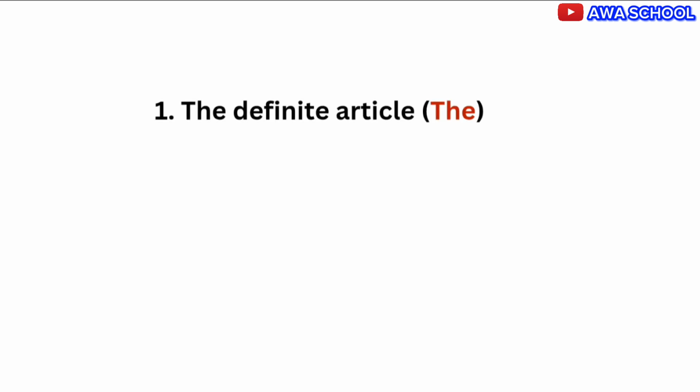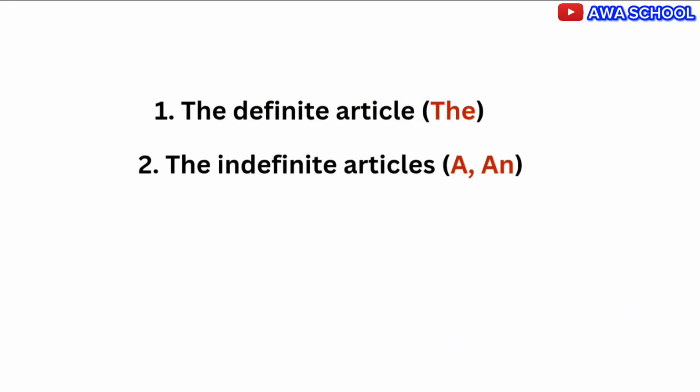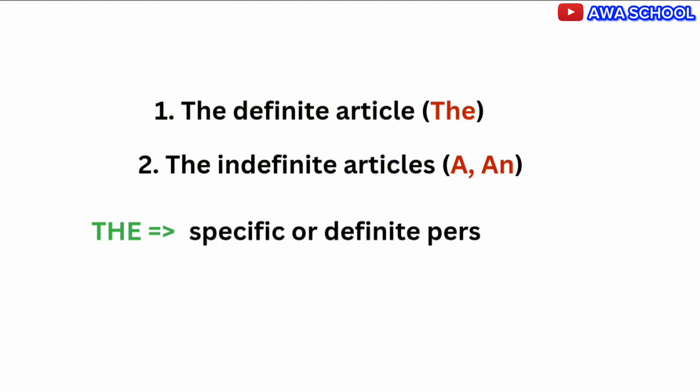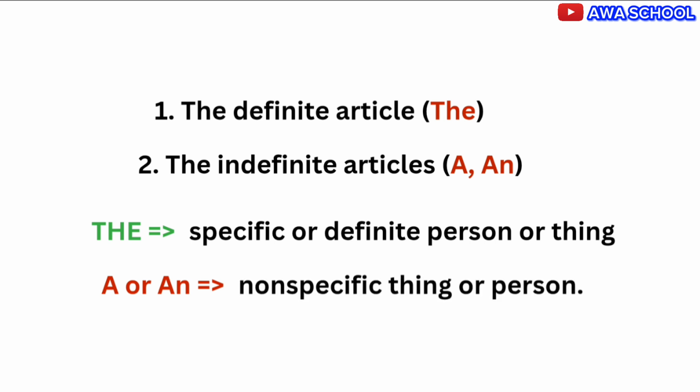The first thing we'll be looking at is the definite article, which is the. Next, we'll go over the indefinite articles, which are a and an. The article the is used for a specific person or thing, whereas articles a and an are for a non-specific person or thing. Now, where and how do we use the definite article?